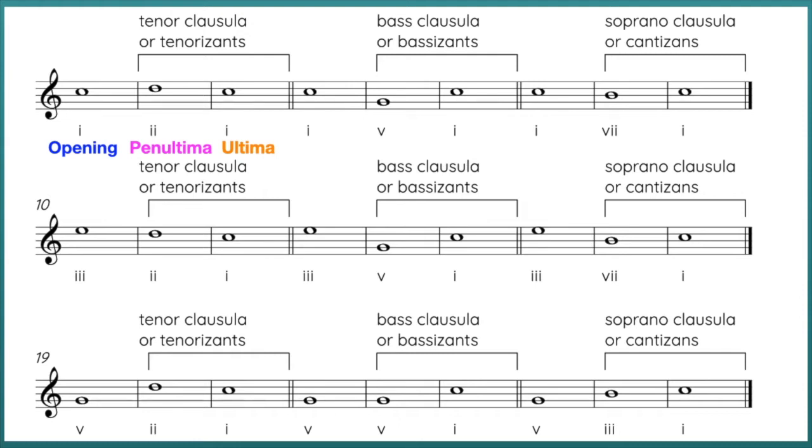The combinations of the penultima and ultima are called clausulas. The clausula that goes from the second degree to the first is called tenor clausula or tenorizans. The clausula that goes from the fifth degree to the first is called bass clausula or bassizans, and the clausula that goes from the seventh to the first degree is called soprano clausula or cantizans.